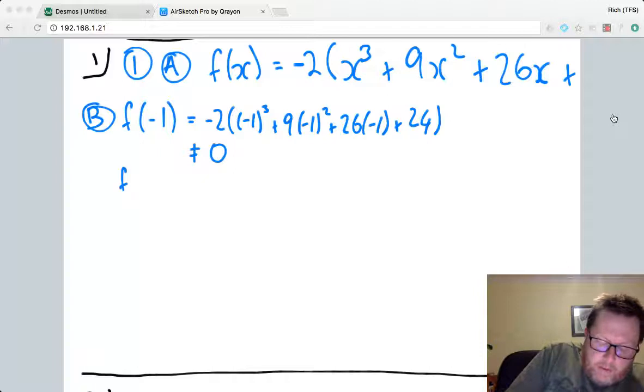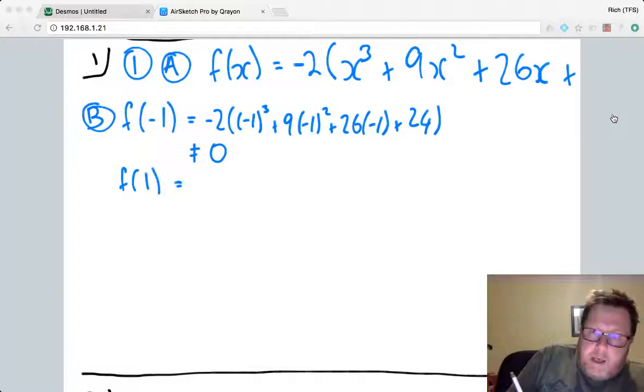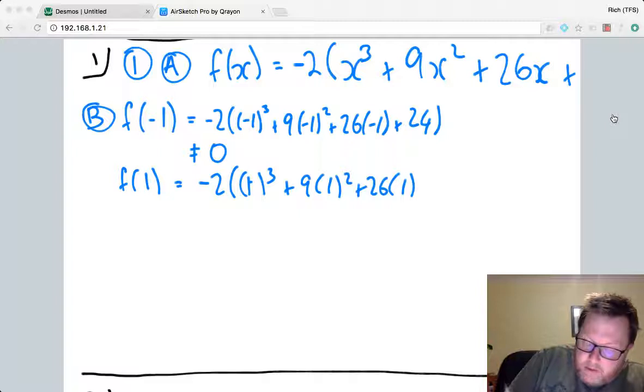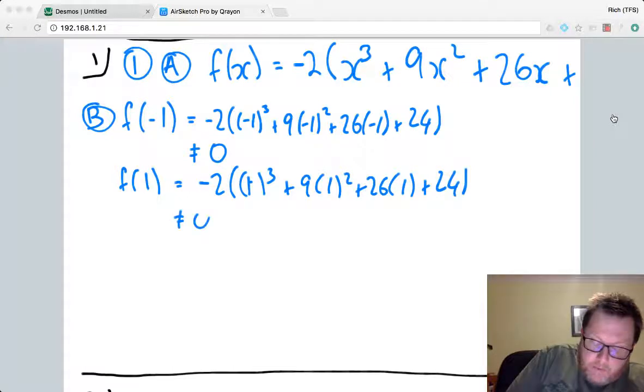Similarly, I can now look at f of 1, and I can see that's going to give me negative 2 outside of 1 cubed plus 9 times 1 squared plus 26 times 1 plus 24. And again, it's all positive, positive, positive, positive, positive. It's not going to give me 0. So that's no good as well. So where do I go to from here?